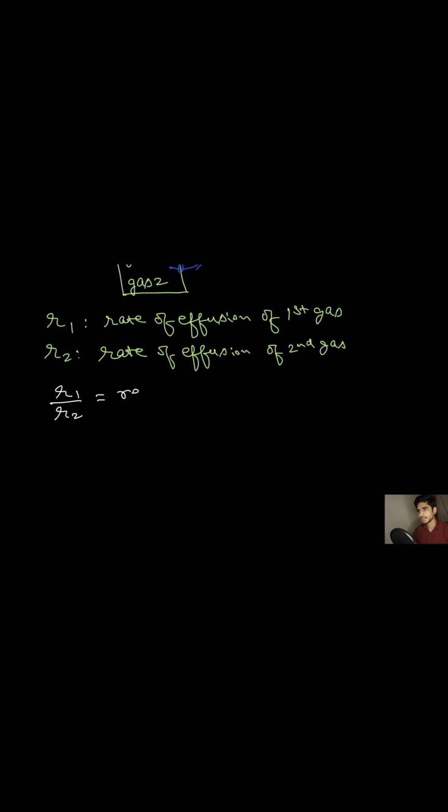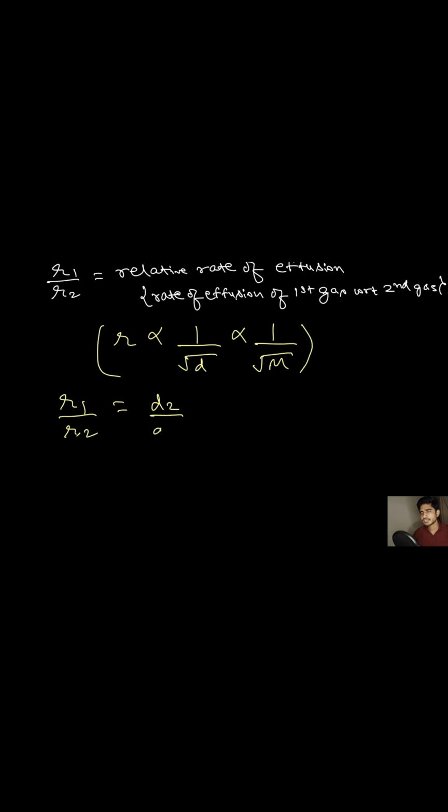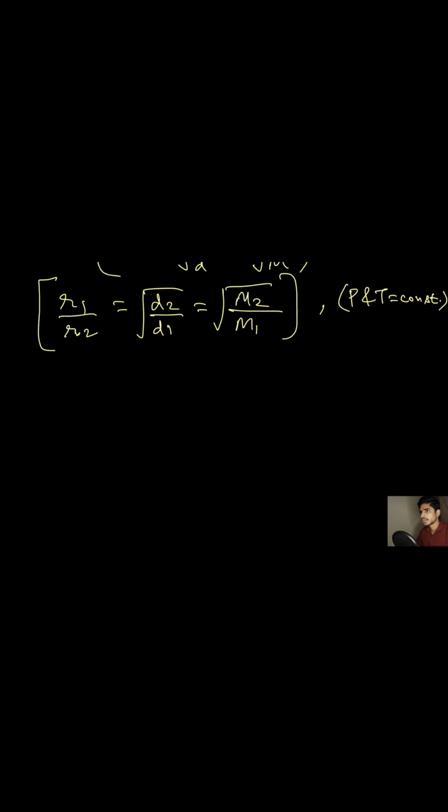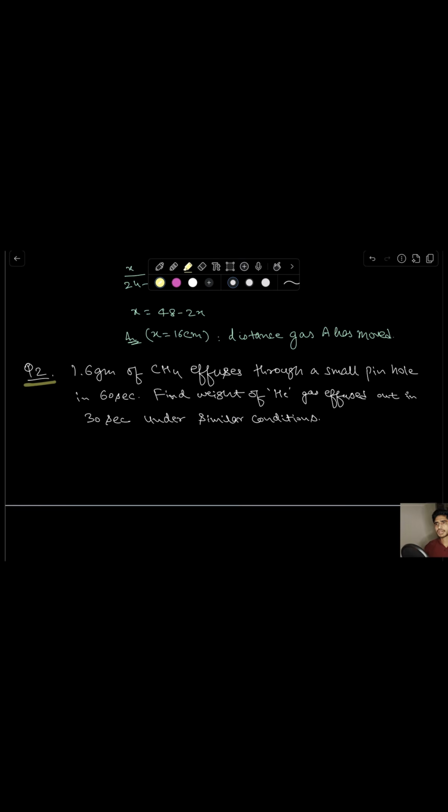We can write R1 by R2 as the relative rate of effusion, the rate of effusion of the first gas with respect to the second gas. R is inversely proportional to the square root of density, which is inversely proportional to the square root of molar mass. So R1 by R2 is equal to the square root of d2 by d1, or the square root of M2 by M1. Now we'll solve another problem.